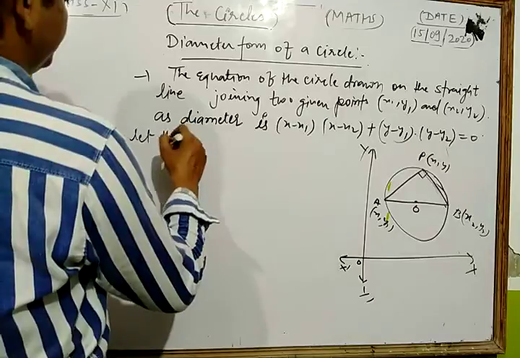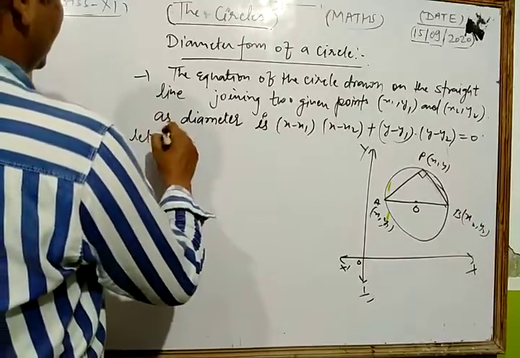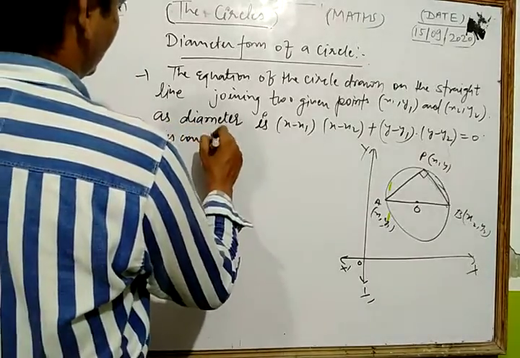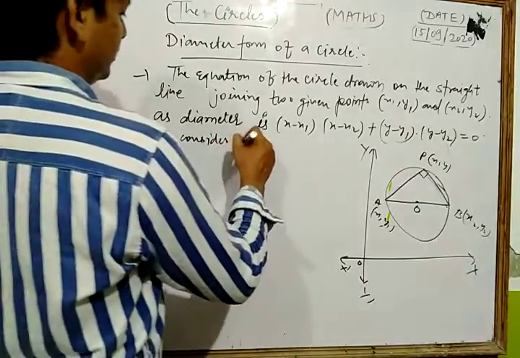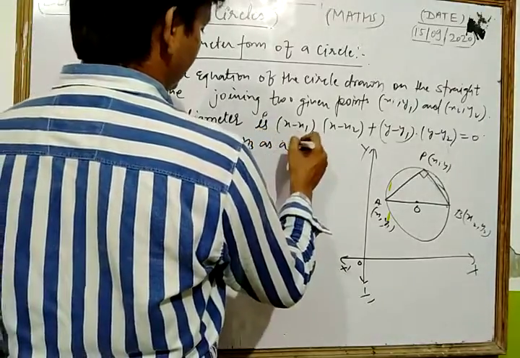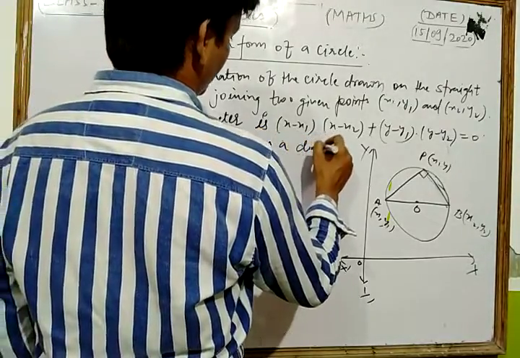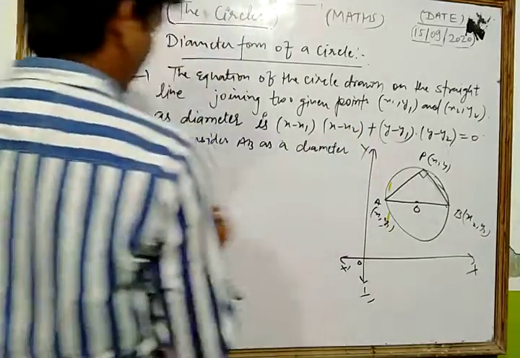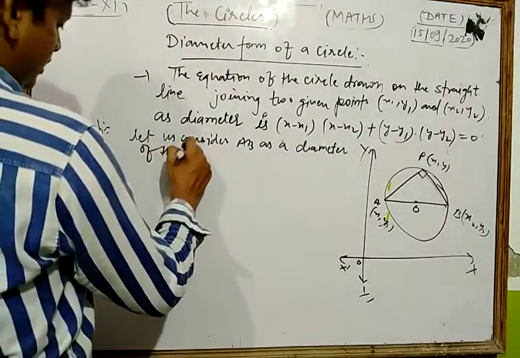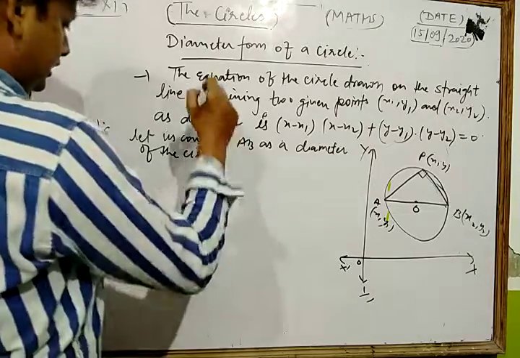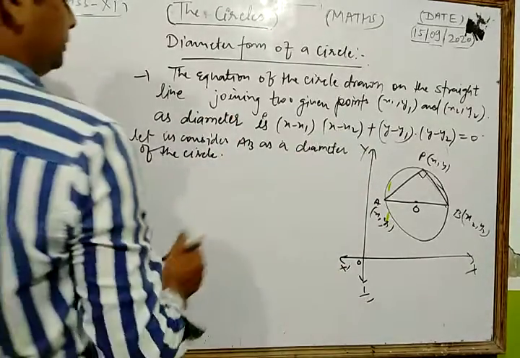Let us consider AB as a diameter of the circle. Okay, now let's see.